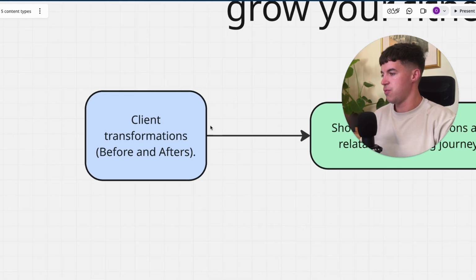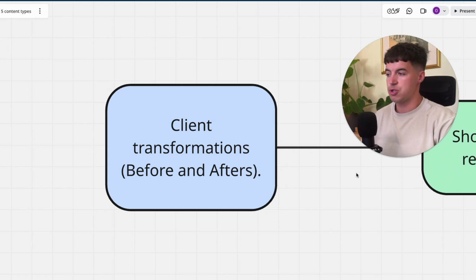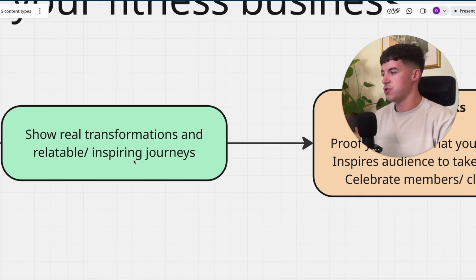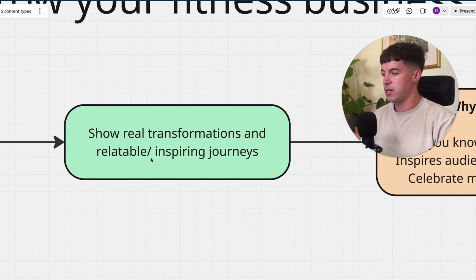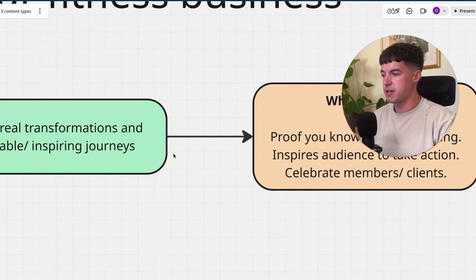So let's not wait around any longer. Let's jump into it. So the first one is client transformations. So before and afters. So what do we want to do here? Well, we want to show real transformations and relatable or inspiring journeys. And that bit is really important. These need to be relatable and inspiring.